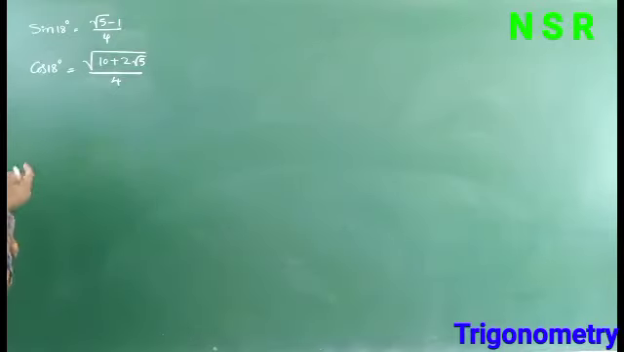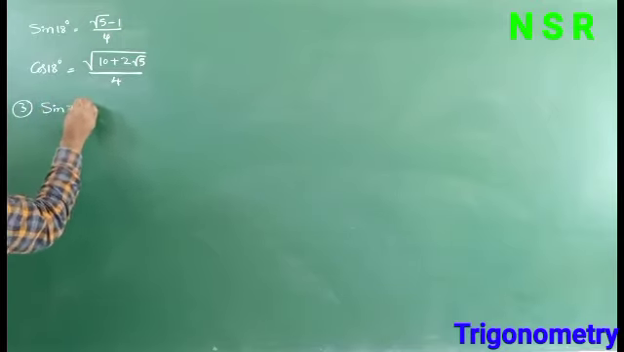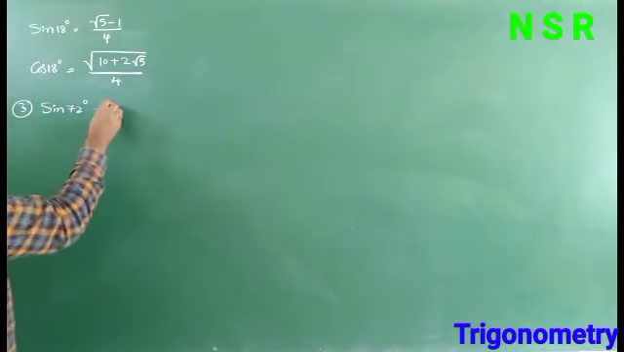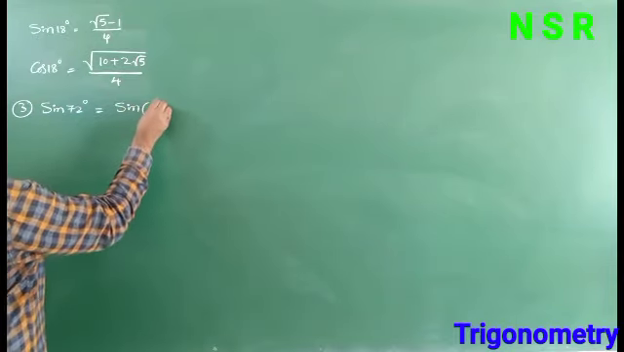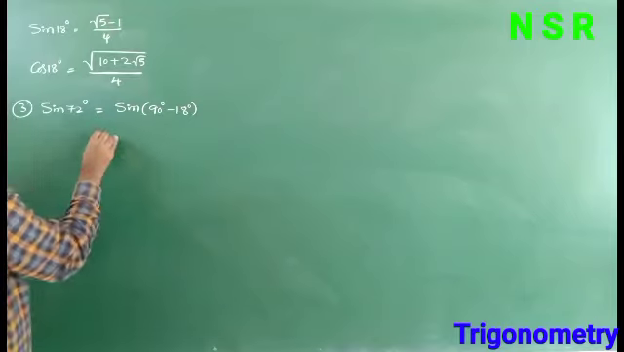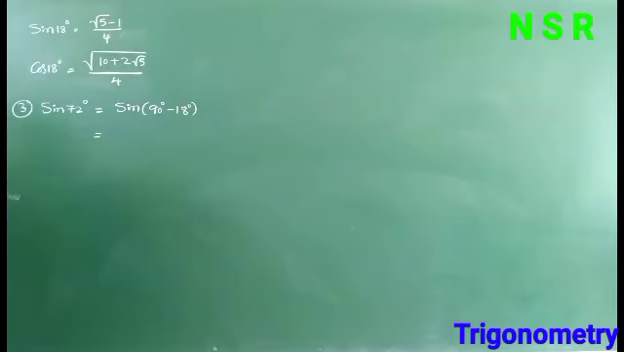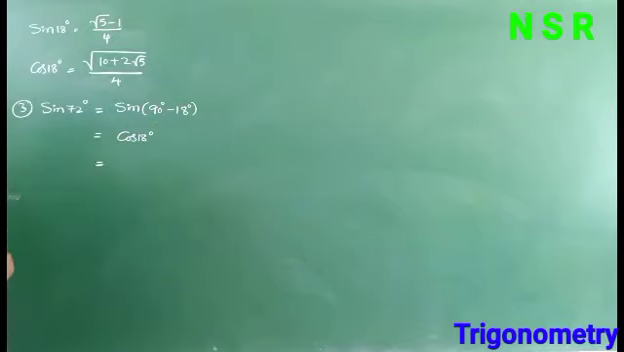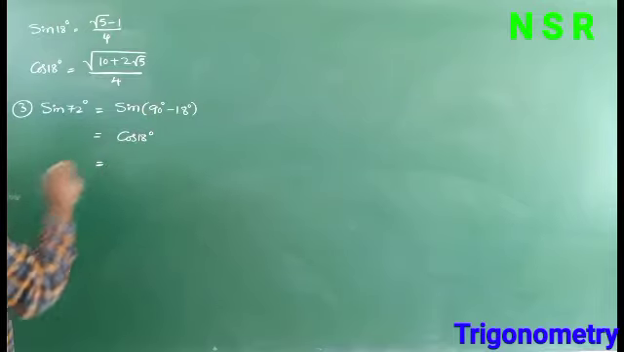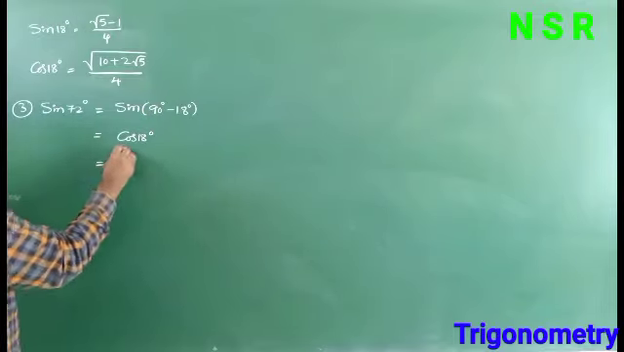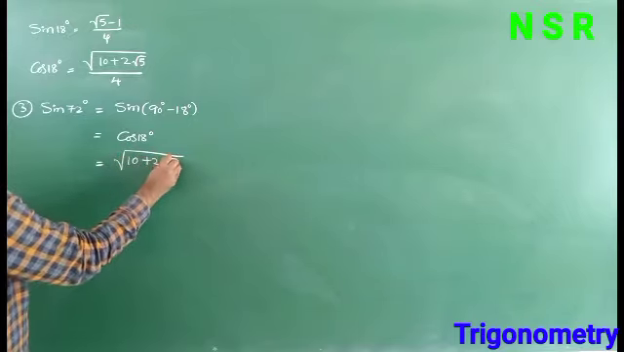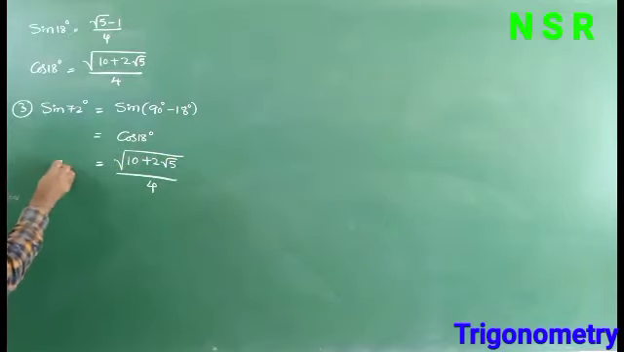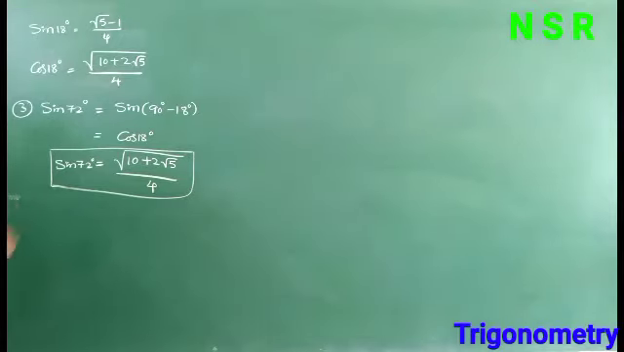So you know sin 18 and cos 18, we can find the value of sin 72 and cos 72. So sin 72 we can write as sin of 90 minus 18, which is 72. So sin of 90 minus theta is cos theta, since 90 minus theta is in the first quadrant. So sin of 90 minus 18 is cos 18. So cos 18 value is square root of 10 plus 2 root 5 by 4. So this is the value of sin 72. So sin 72 value is equal to cos 18.